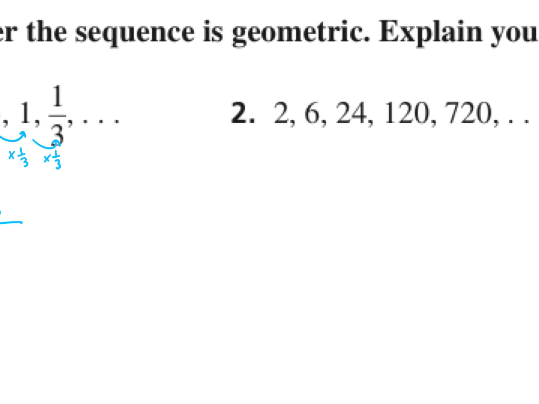For 2, what am I multiplying to get from 2 to 6? 3. If I multiply 6 times 3, do I get 24? No. What do I have to multiply times 6 to get 24? 4. Are these the same number? So is this geometric? No.